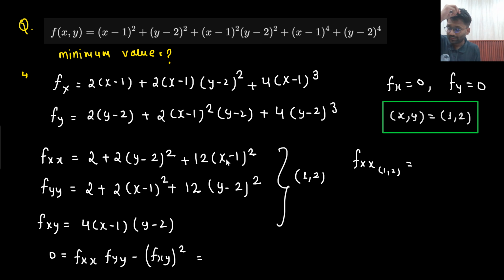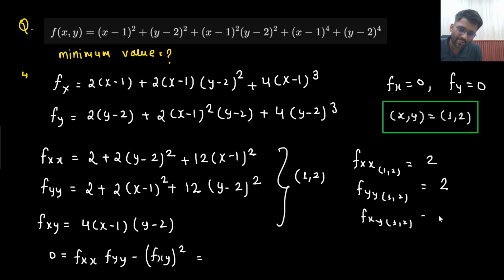That is, this will become 0, this will become 0, that is 2 only. And what is the value of fyy at 1 comma 2? That will be 2. And what is the value of fxy at 1 comma 2? That is 0. So here what value you will be getting? 4. So D is coming out to be 4, which is greater than 0. D is greater than 0.